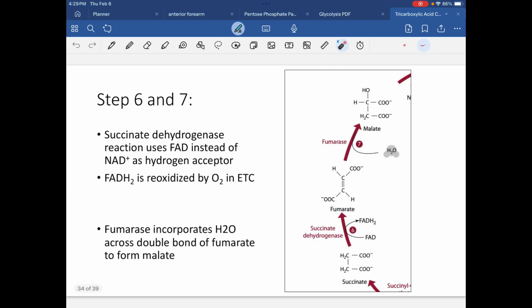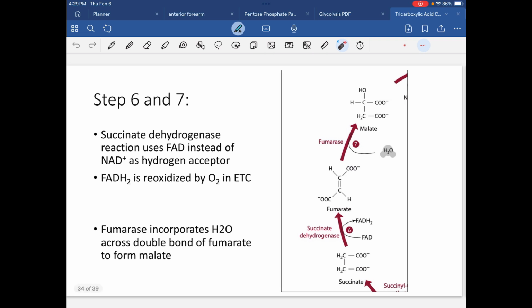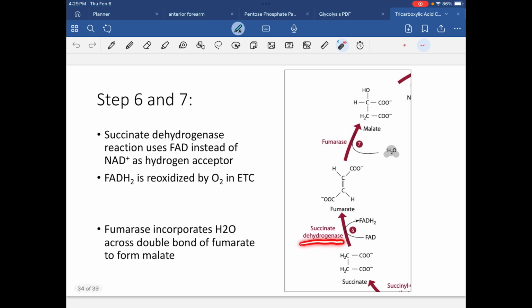So now we have succinate. And once again, we're going to have a dehydrogenation reaction. We're going to dehydrogenate succinate to make fumarate. We're going to need an electron carrier to do that. This time, instead of NAD, it's going to be FAD. That's a different vitamin, but it has a similar function. So when we take our hydrogens off, they're going to go on to FAD, which will make FADH2. That's going to go off to the electron transport chain.